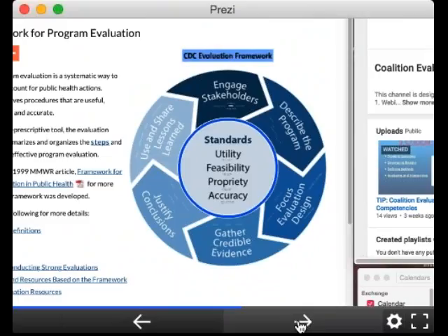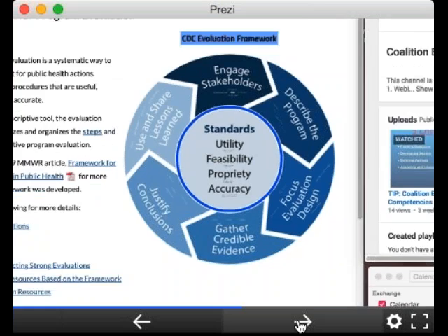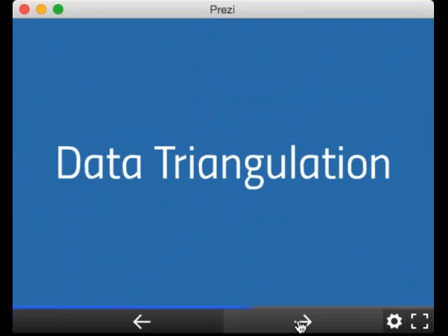I also think that this is another set of specialized skills, this gathering credible evidence, right? And in gathering credible evidence, we want to basically make sure that the information is genuine. We don't want to be drawing false conclusions, or drawing conclusions that are based on data that is not accurately representing the concepts, ideas, and behaviors that we're trying to measure. So when we are going to gather credible evidence, a couple of things that we can do to help with that. First is data triangulation.